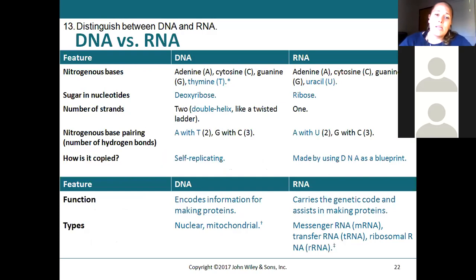To distinguish between DNA and RNA, we just talked about the differences in base pairing. Again, you've got the substitution of uracil for thymine. The sugar in the sugar phosphate backbone is also different: deoxyribose versus ribose. Essentially, there's an addition of a hydroxyl group on one of those structures, but I don't need you to get down to that level of chemistry.